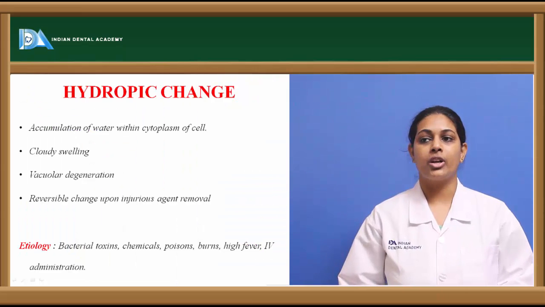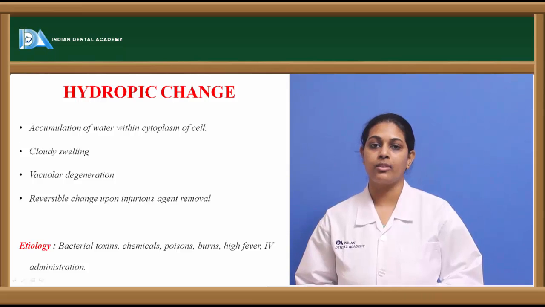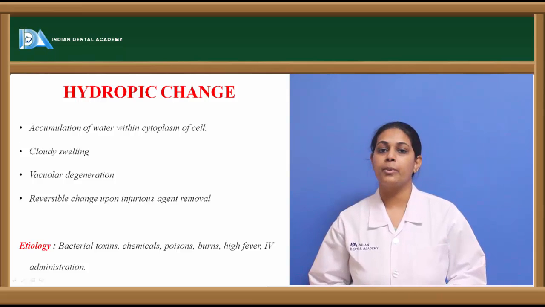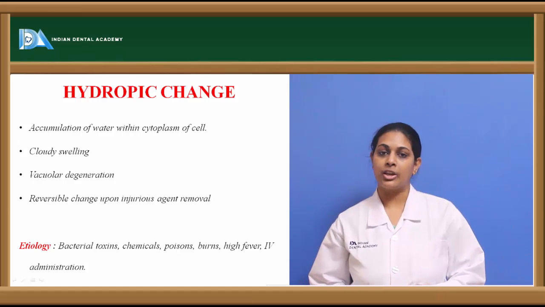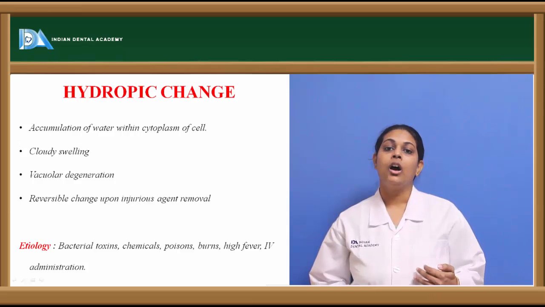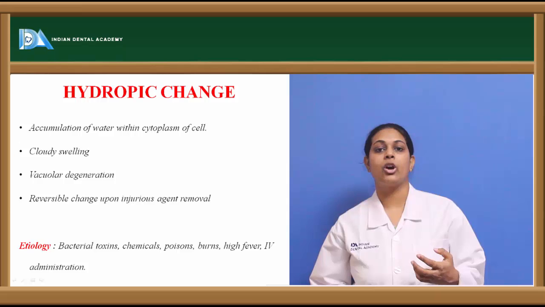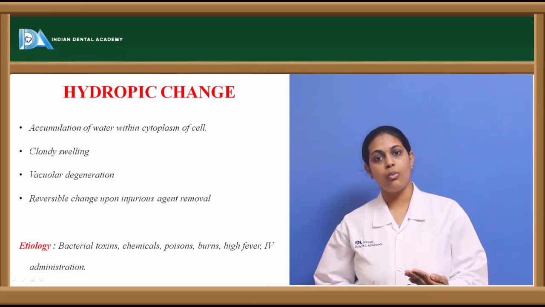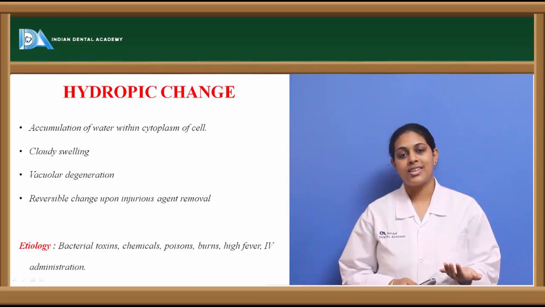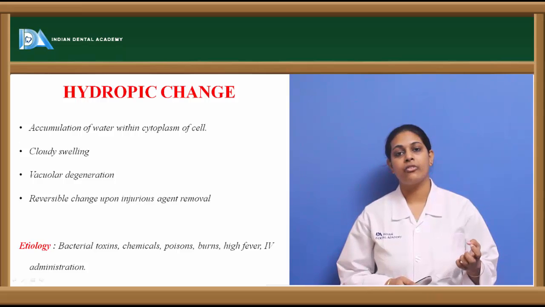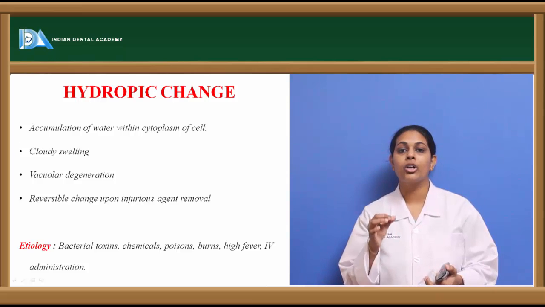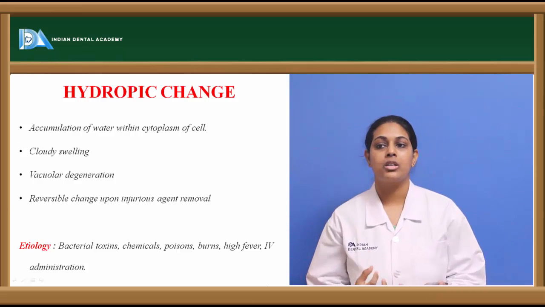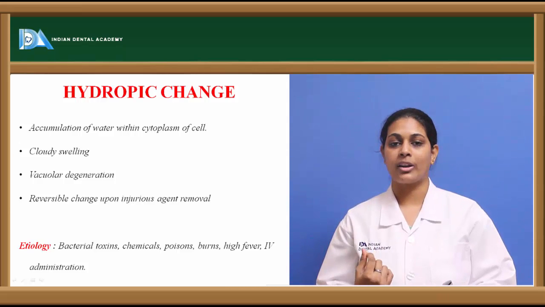Coming to the hydropic change, it is defined as the accumulation of water within the cytoplasm of the cell, and it can also be called cloudy swelling, which is a synonym of hydropic change. And usually we find that there is vacuolar degeneration because of the accumulation of water within the cell. The cell is completely occupied with this water, and under a microscope it gives the appearance of a complete clear vacuole, because of which it is termed vacuolar degeneration.